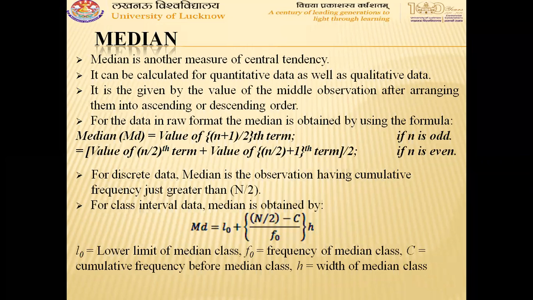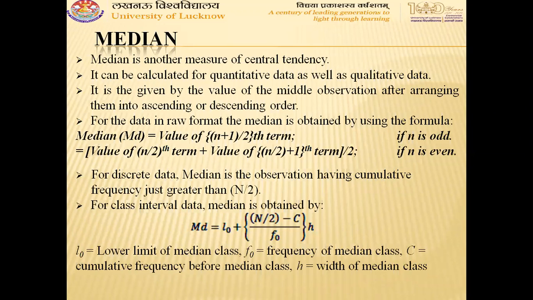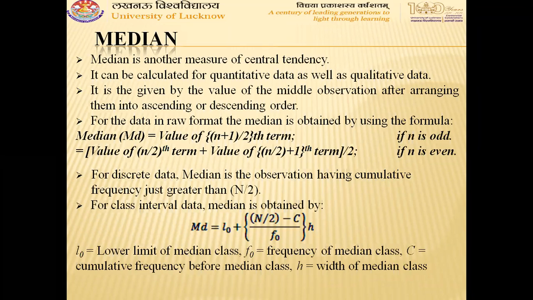If data is in raw format, then median is the value of the (n plus 1) by 2th term if n, the number of observations, is odd. It will be obtained by using the formula median equals value of the n by 2th term plus value of the (n by 2 plus 1)th term, divided by 2, if n is even. If data is discrete, then the median is the observation having cumulative frequency just greater than capital N upon 2, that is, total frequency divided by 2.